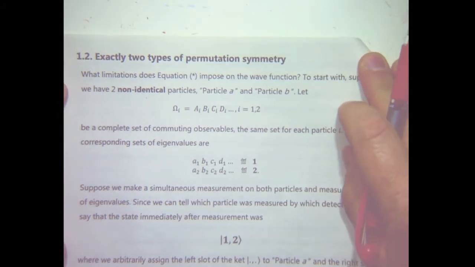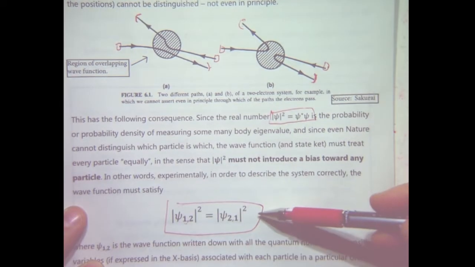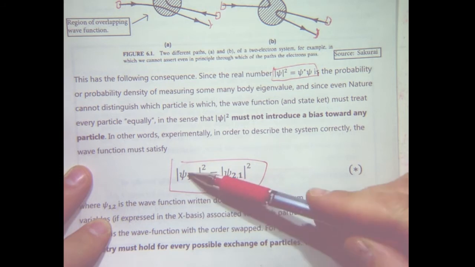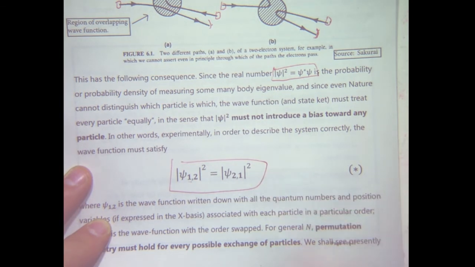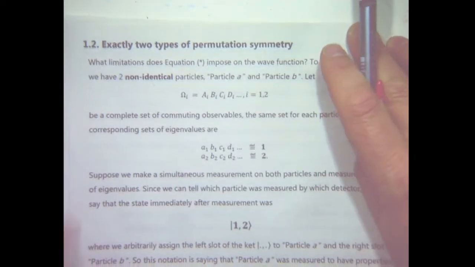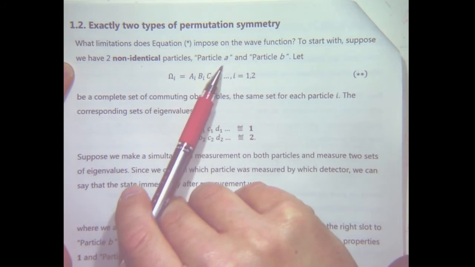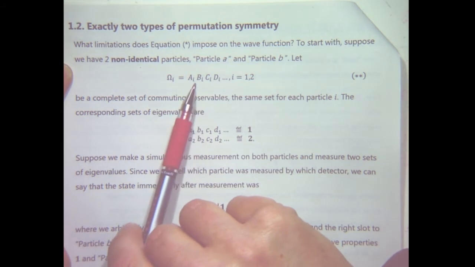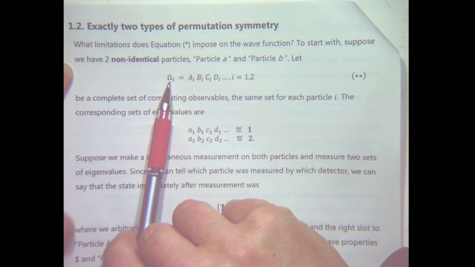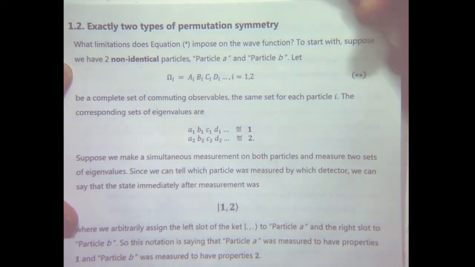Okay, so there are exactly two types of permutation symmetry, and let's show this now. This follows from this equation here, the fact that the wave function cannot introduce a bias towards any particle, which means if you swap a pair of particles, this probability doesn't change. So let's start with two non-identical particles just for a second. Call them particle A and particle B. And suppose we have a complete set of commuting observables. Let the operator omega be all of these at the same time, A, B, C, D. So we're making maybe several measurements at the same time of many observables.